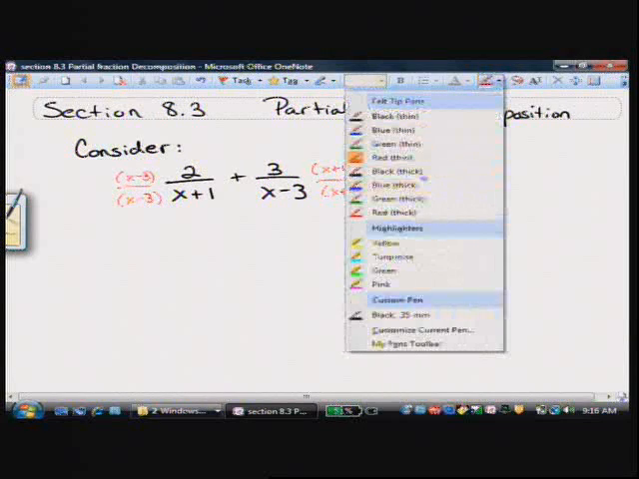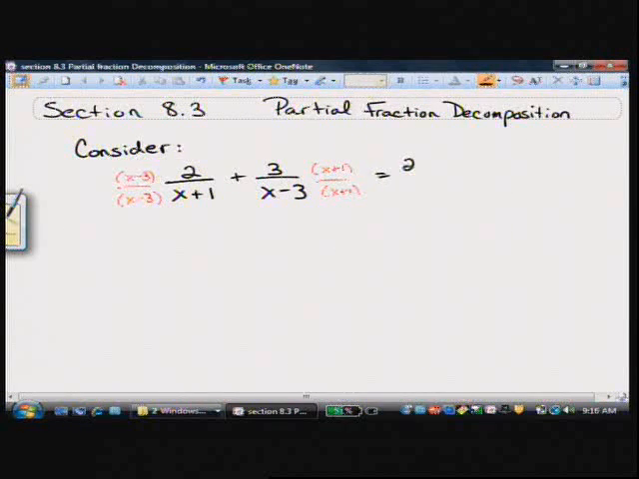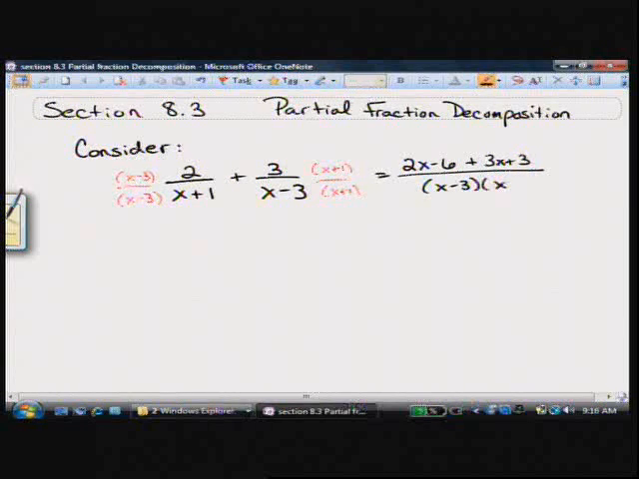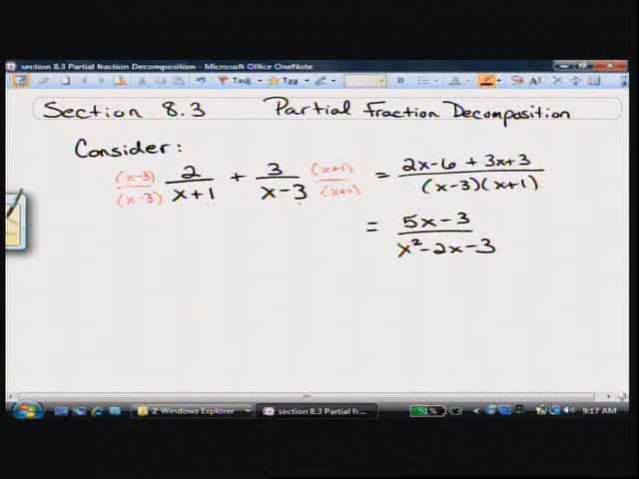And then we would get 2 times x minus 3, so that would be 2x minus 6, plus 3x plus 3, all divided by the product x minus 3 times x plus 1. Then we could clean up the top and get 5x minus 3 over, and if we wanted, we could multiply out the bottom: x squared minus 3x plus 1x, so that's minus 2x minus 3. All that tells us is that this expression, 2 over x plus 1 plus 3 over x minus 3, can be written as 5x minus 3 over x squared minus 2x minus 3.